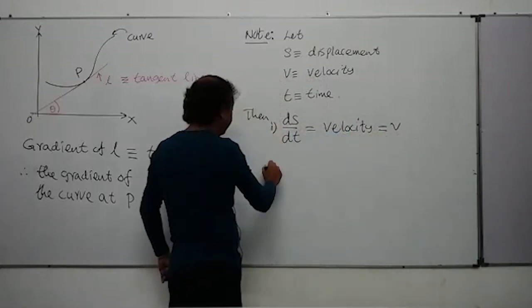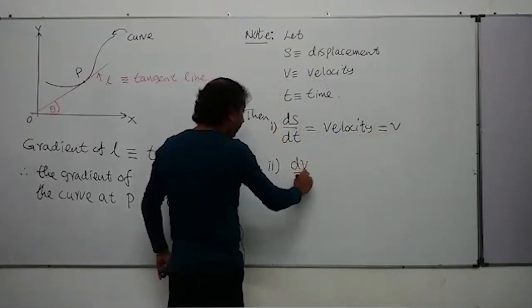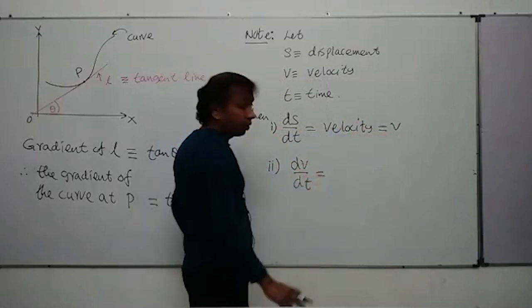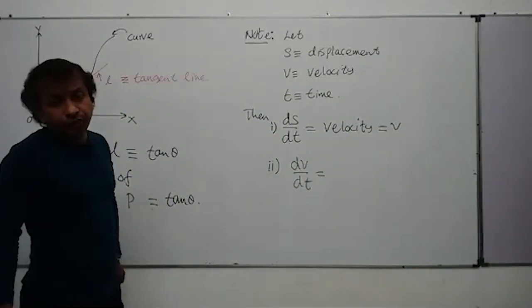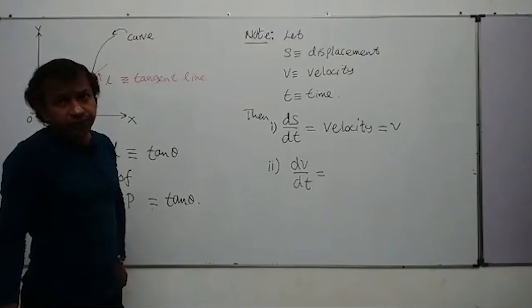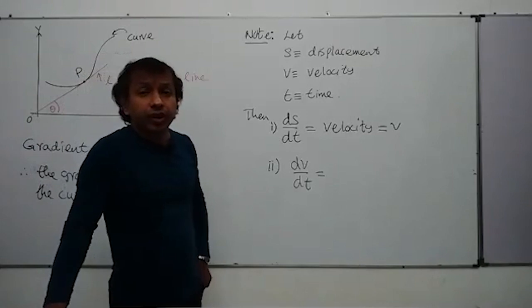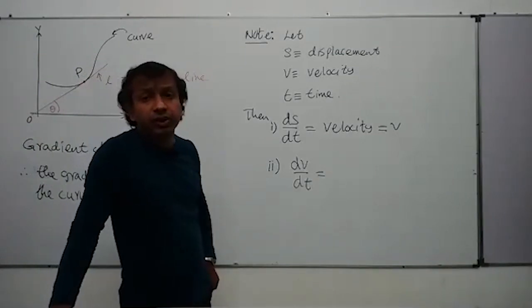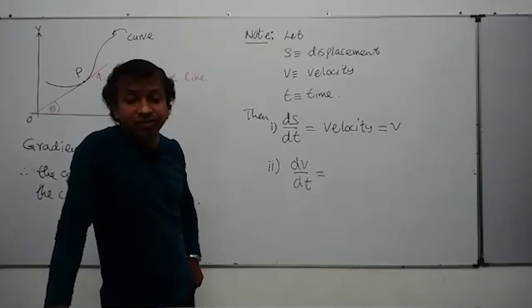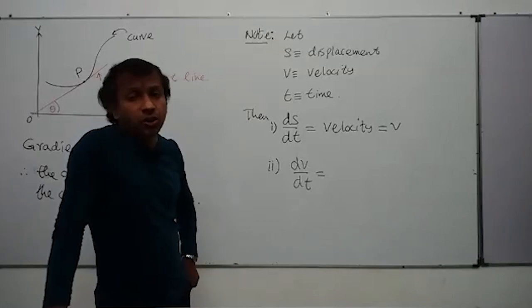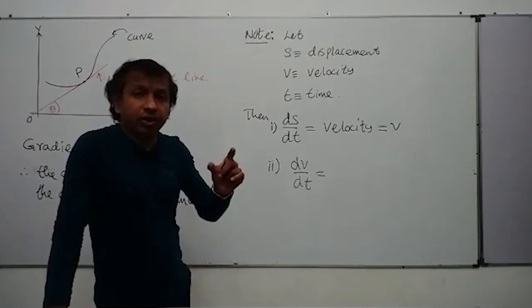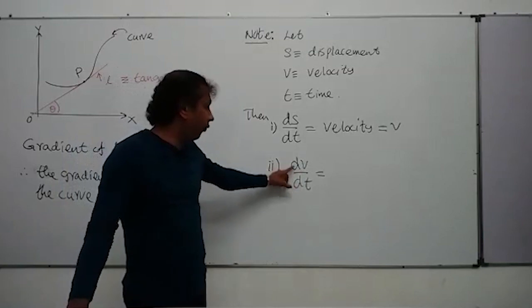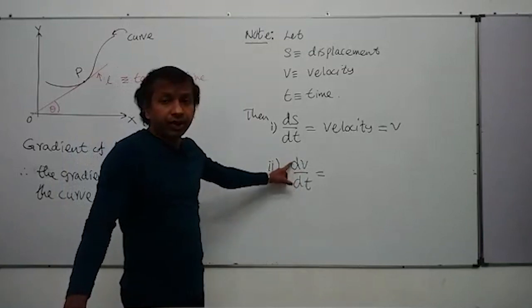Number 1. Number 2, dv by dt. What are these, people? Rate of change of velocity relative to time. That means in 1 second time interval, the change in velocity. Somebody answering acceleration. In 1 second time interval, this gives us what, people? In 1 second time interval, change in velocity, that is the rate.